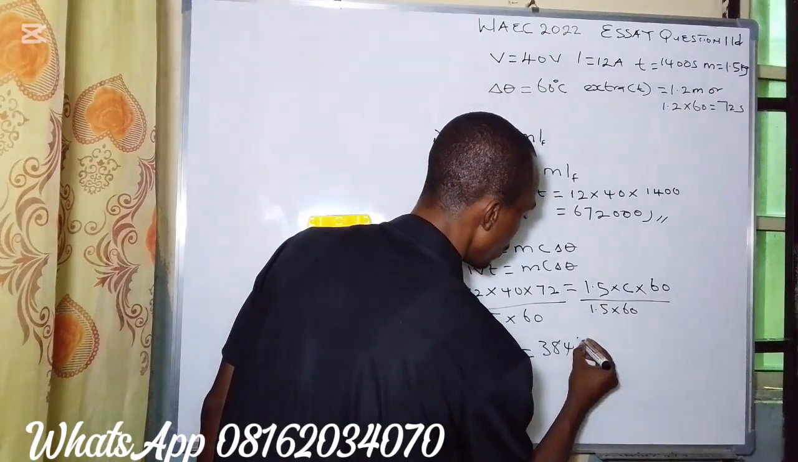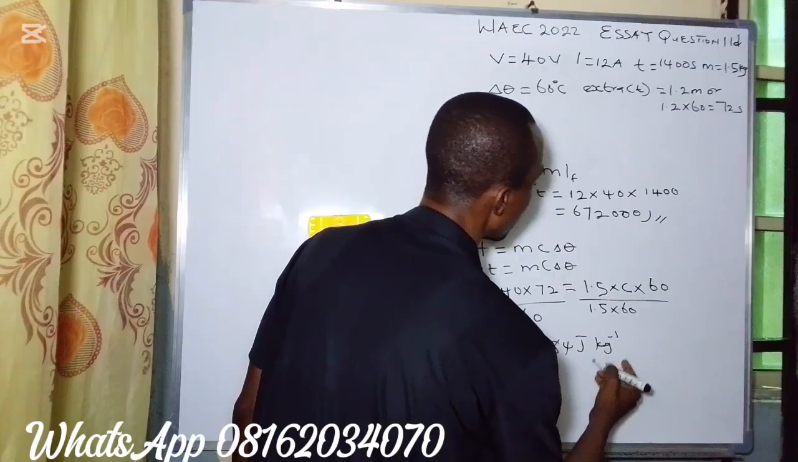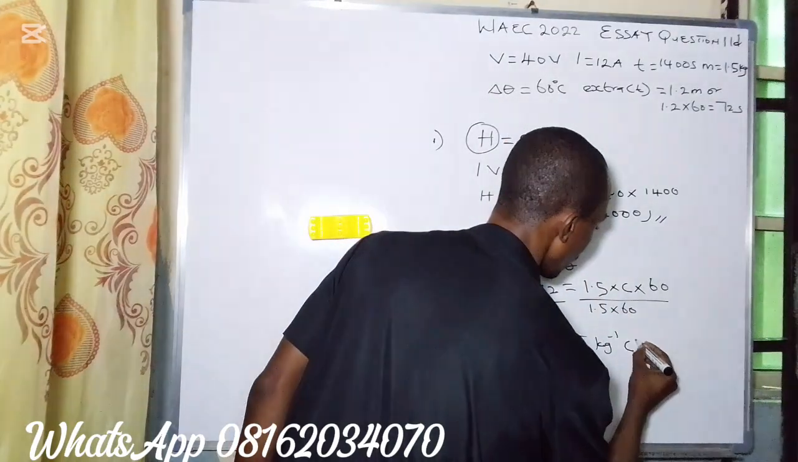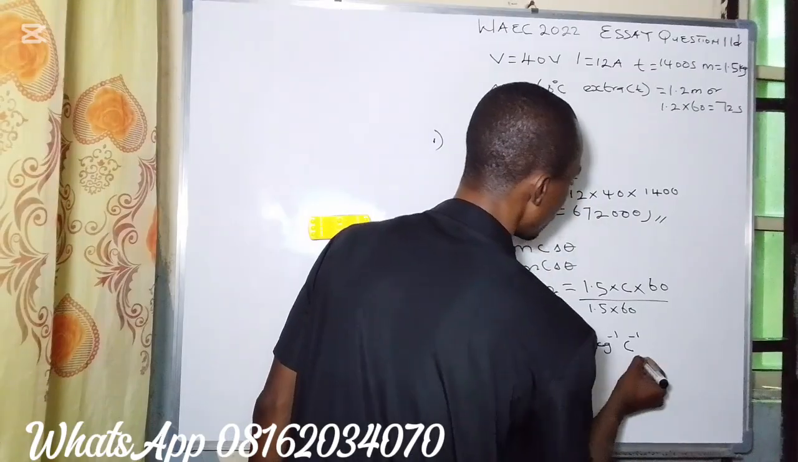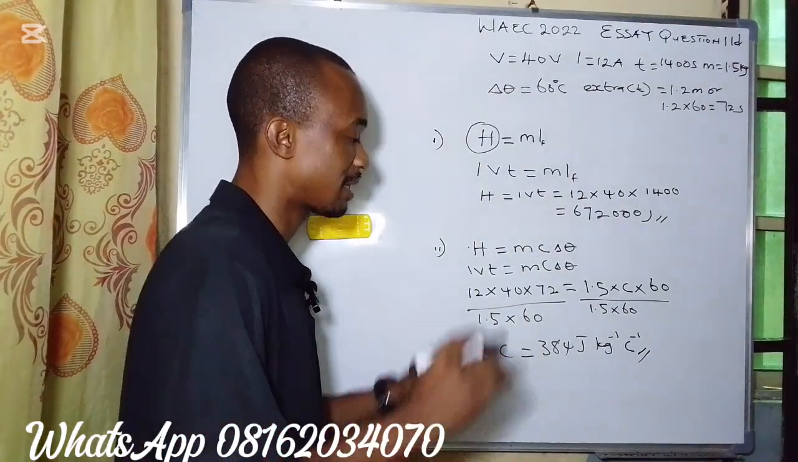384 joules per kg. I would love to say per Kelvin, but since we already have Celsius here, I will say per Celsius. So maybe you're going to argue about this. Please do well to argue, and I will also tell you why I did that. I stand to be corrected.